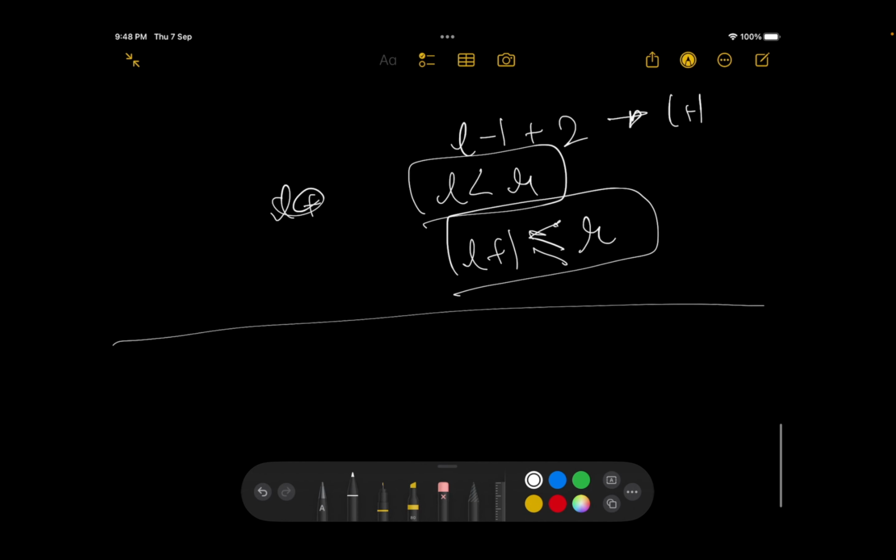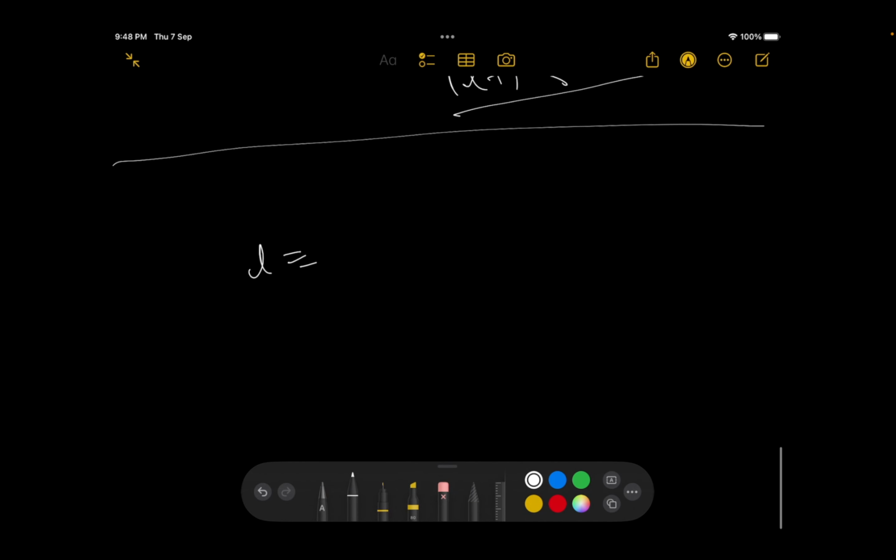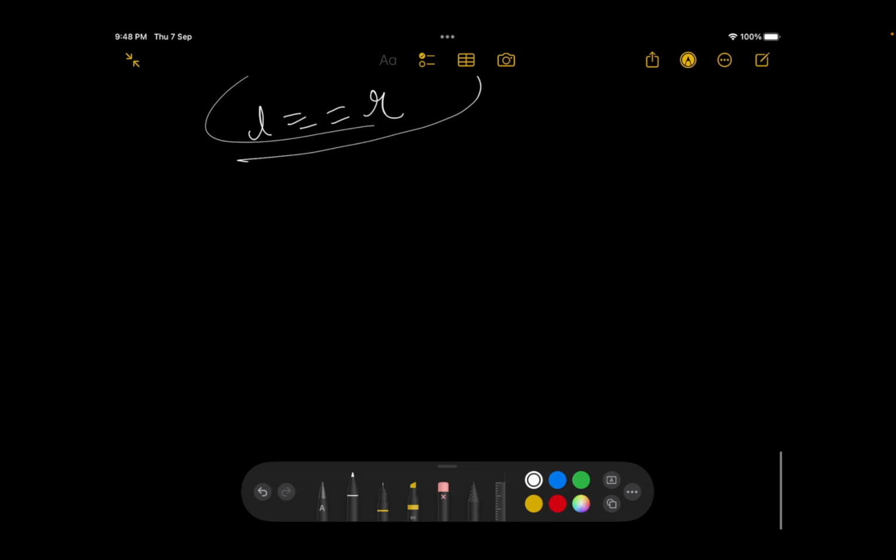But the edge case becomes, what if L is equal to R, right? In this case, if L and R are both the same number, so if L is a prime number, in that case the answer cannot exist, right? Because you can't just come up with two numbers which sum up to a prime number. But if L and R are not prime, in that case there's a simple way to calculate it.